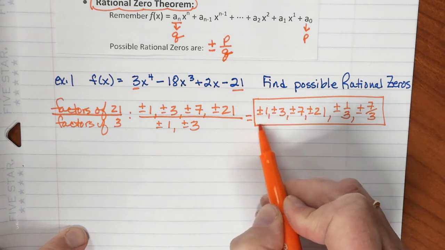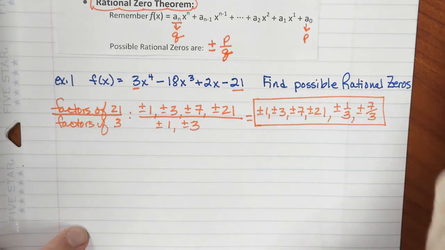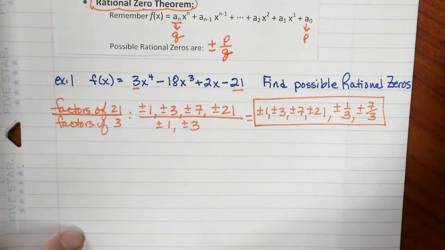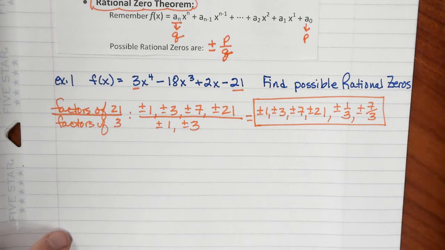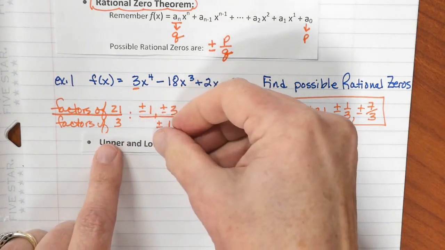And sometimes I'm just going to ask you to list all the possible rational zeros, and that's what you would do. Now, another tool I want to talk about is something called the upper and lower bound. And I know it's a little weird. If you don't want to cut this out, you can just write that in.